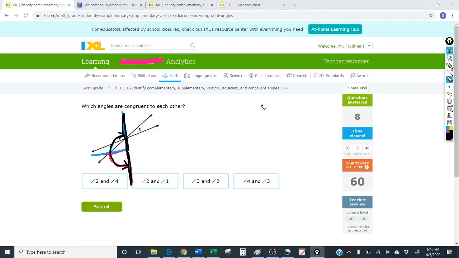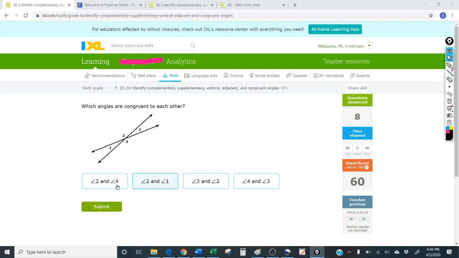Which angles are congruent to each other? Let's see here. I think this is the last one that I do before I skip a level. I probably went through the entire first level, and I might already be on the second level.